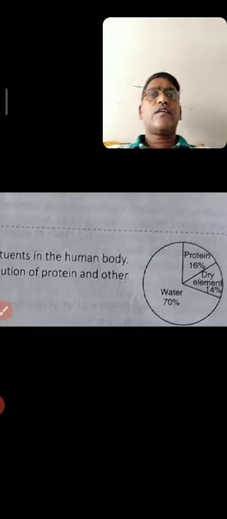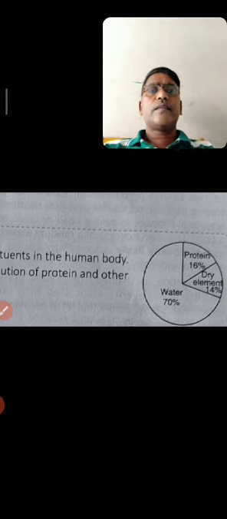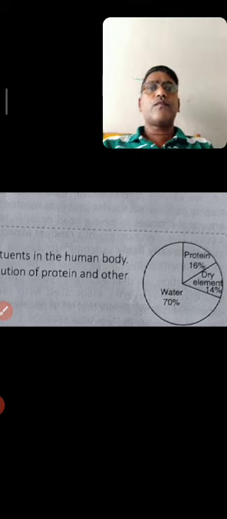You observe this. These are the different constants given: protein 16%, dry elements 14%, water 70%. Here the percentage is given. Clear to you? We want to convert it into fractions. Simple. Percentage converted into fraction means out of 100.